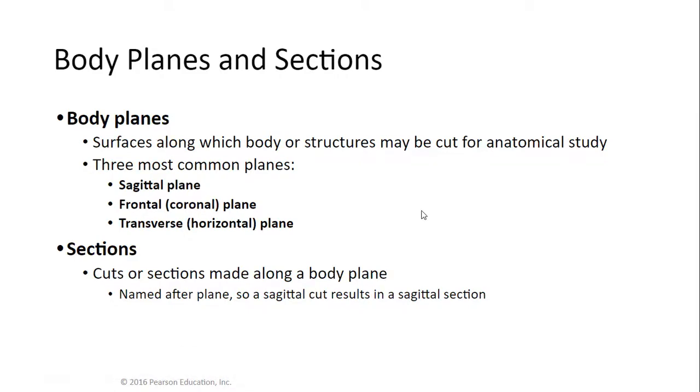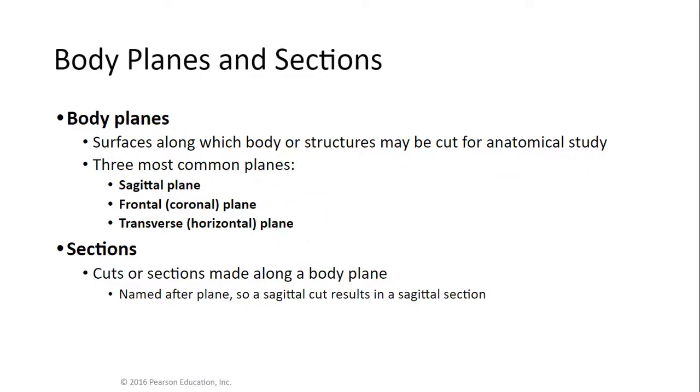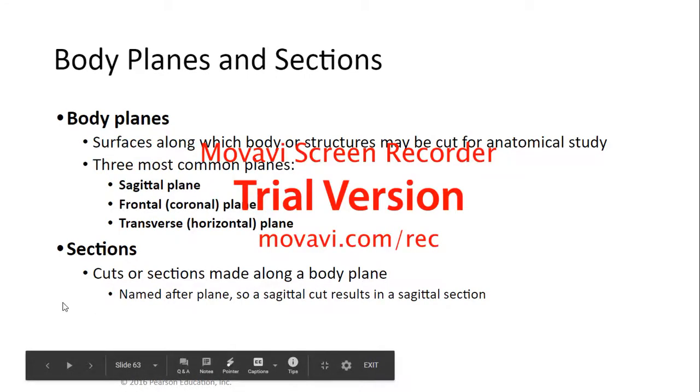Body planes and sections. The three most common planes are sagittal, frontal, and transverse. We're going to have pictures in the next slides, and we're going to talk about those in more detail. Sections are made along a body plane, and they're named after a plane. So a sagittal cut results in a sagittal section.